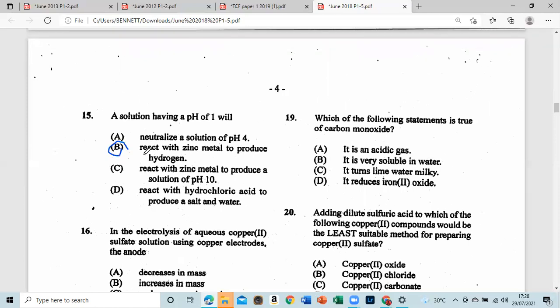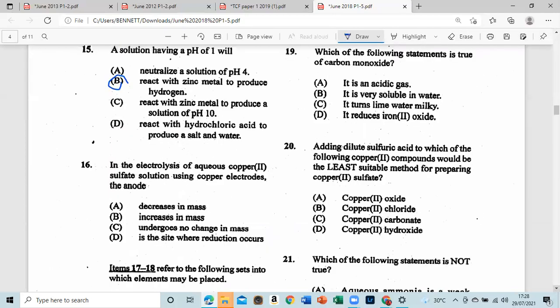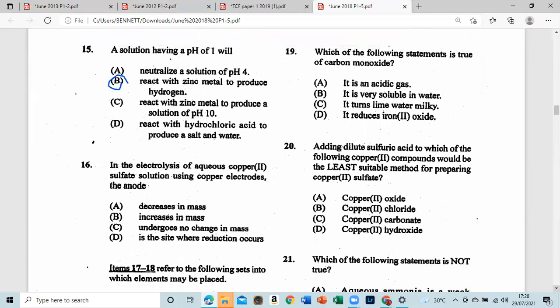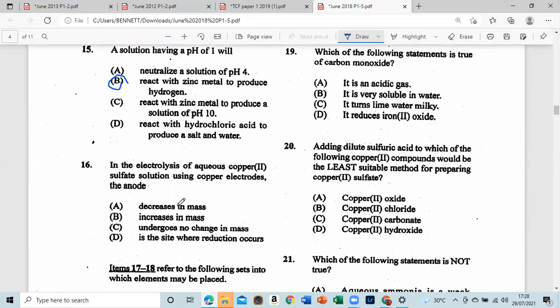Number 16. In electrolysis of an aqueous solution of copper 2 sulfate using copper electrodes, is it A, increases in mass, or is it B, decreases in mass? Is it C, undergoes no change in mass, or is it D, is a site where reduction occurs? So 16 is A, increases in mass.